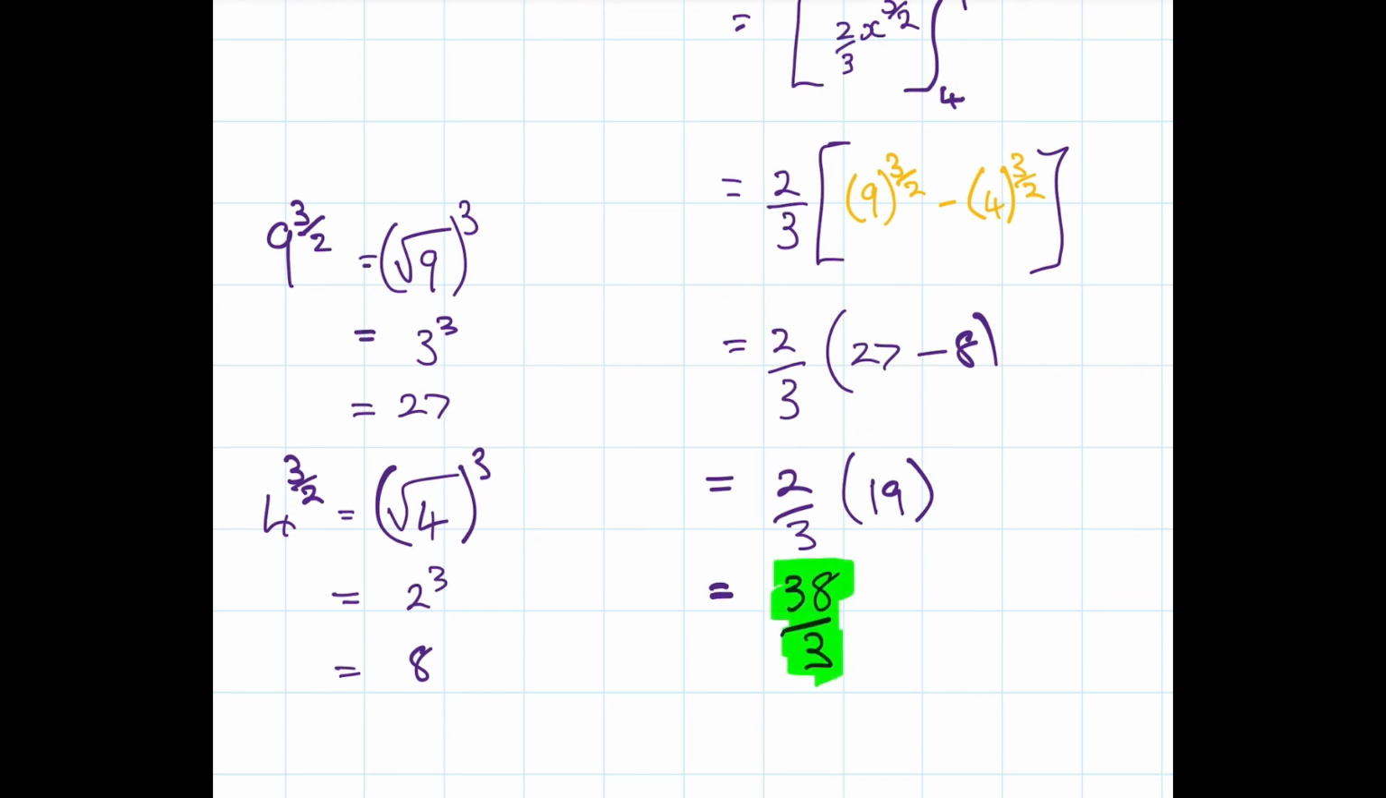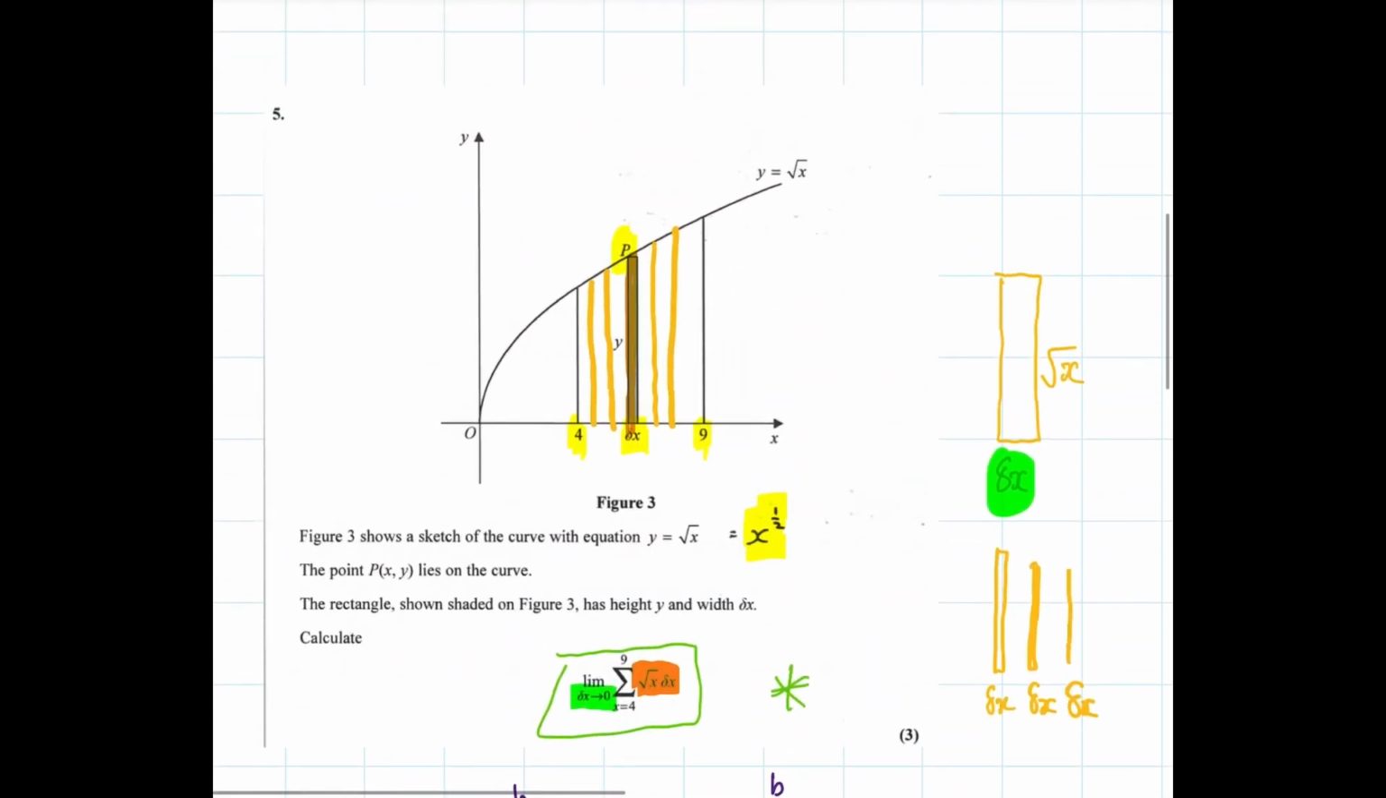So quite an intimidating question, especially if you're not familiar with the notation. But yeah, once you realize that it's just an integral, it's nothing particularly difficult.